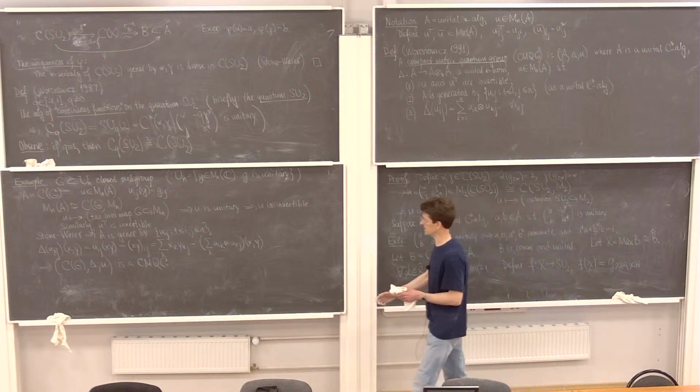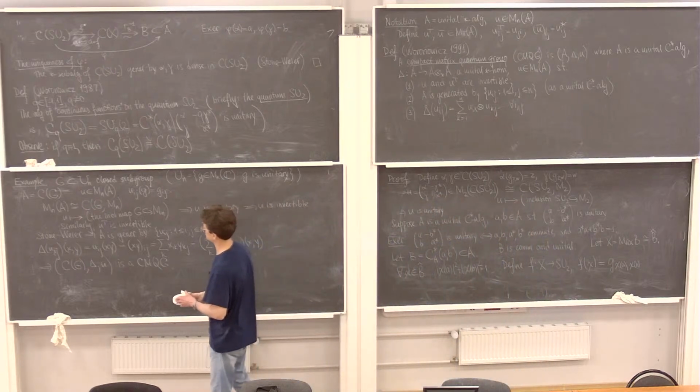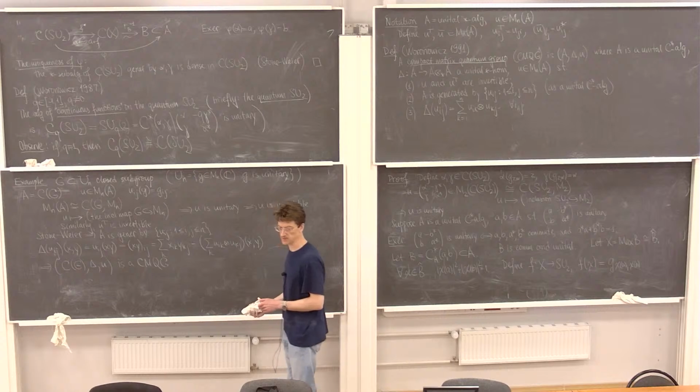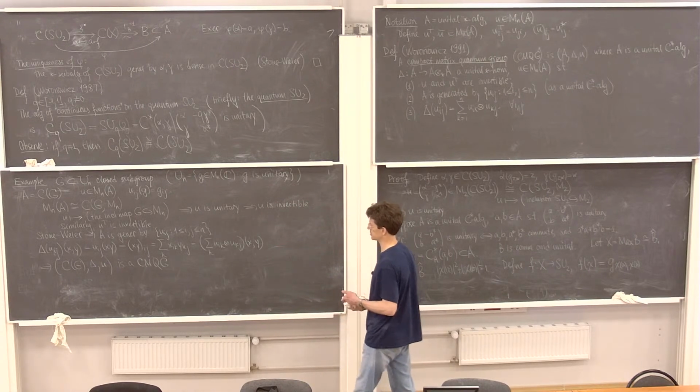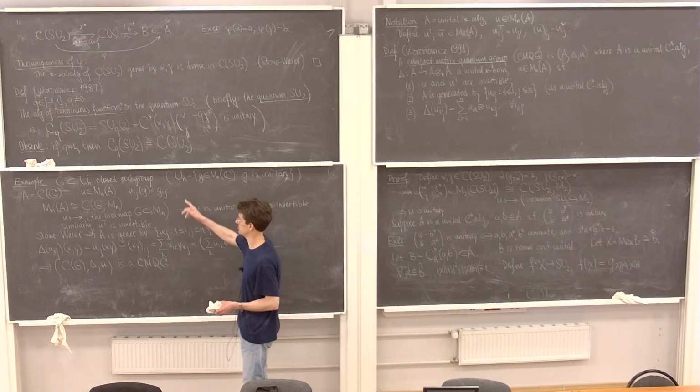In some sense, compact matrix quantum groups can be interpreted as compact quantum Lie groups, because in the classical situations, compact Lie groups are just closed subgroups of the unitary group.